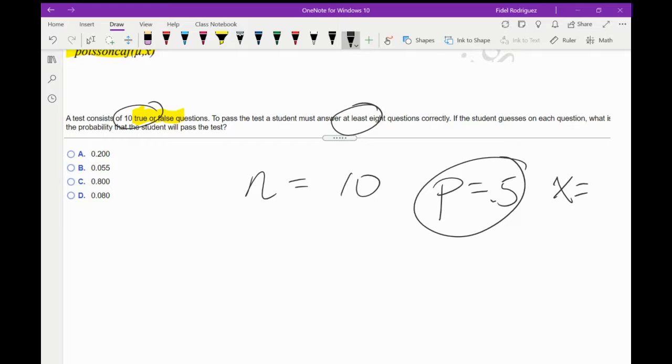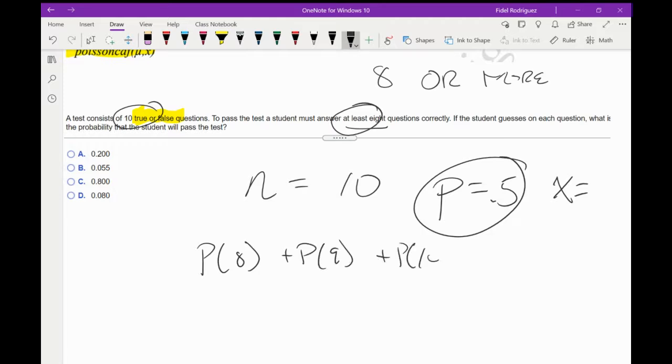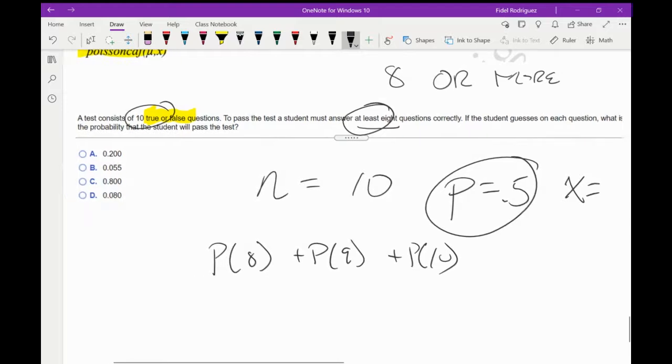Why 0.5? Because it's true or false. You either get it right or you get it wrong. If it was true and you guessed correctly, good, you got it. If it was false, but you put true, you didn't get it. So it's going to be 0.5. Now think about what we have to do. We have to get at least 8 questions correct. What does at least 8 mean? It means 8 or more. That means we need to get 8 right, or 9 right, or 10 right, and we would add each of those numbers up.